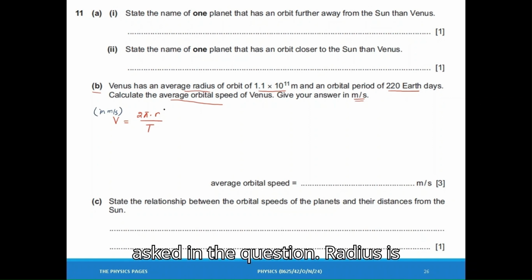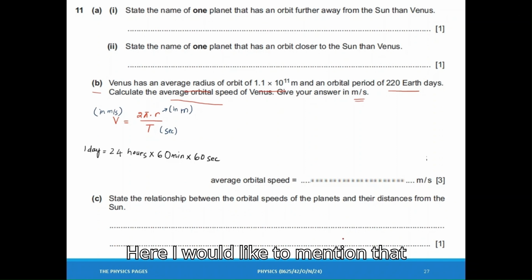We measure the radius in meters and the period is measured in seconds. Here I would like to remind you that one day is equal to 24 hours, each hour is 60 minutes, and each minute is equal to 60 seconds. To convert from days to seconds, we will use these relations.